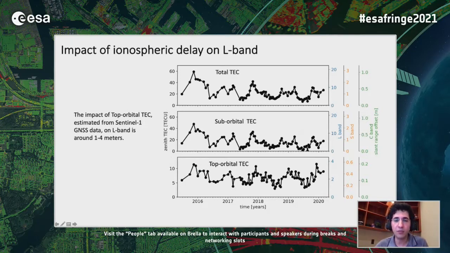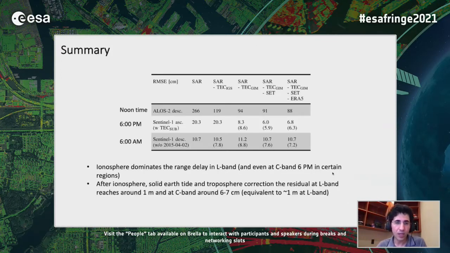And one very important lesson for us on the NISAR mission is that the top-orbital TEC cannot be easily ignored, because around 10 to 12 TECU actually gets us to 2-4 meters of range geolocation error or range delay. So it's not small anymore for us, even though it might be small for C-band. We looked at another stack. What I showed you for Sentinel-1 was 6 p.m., which we know ionosphere is high. We looked at a 6 a.m. stack.